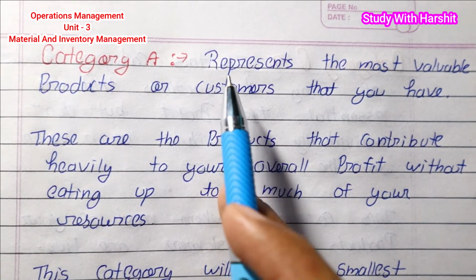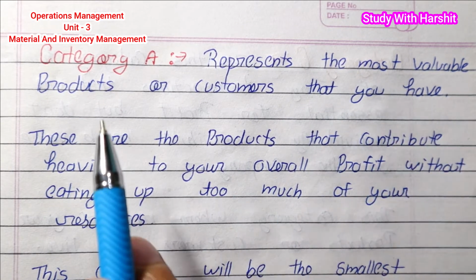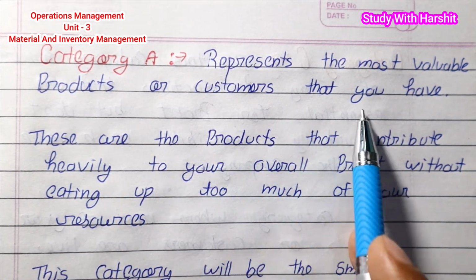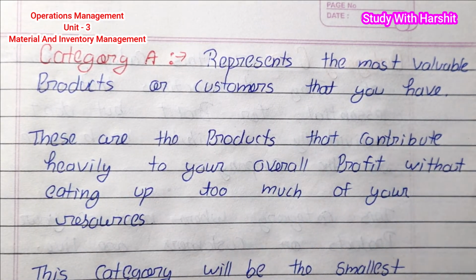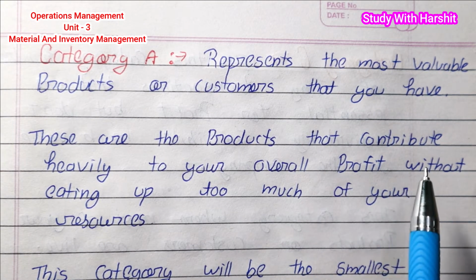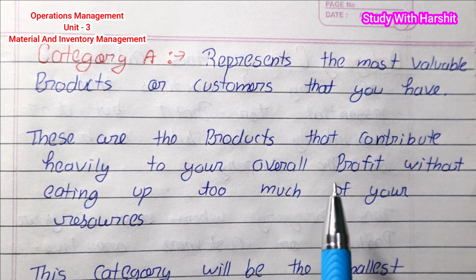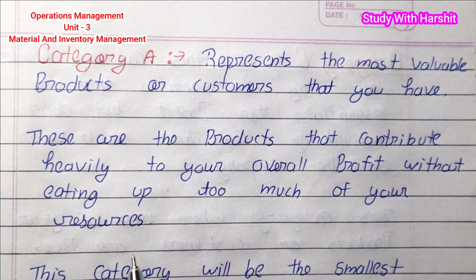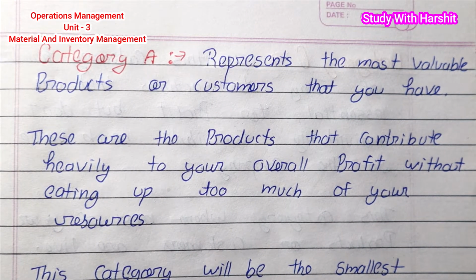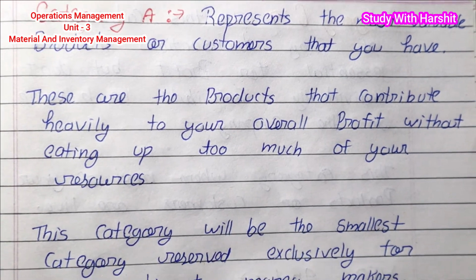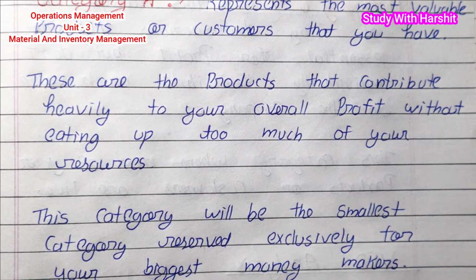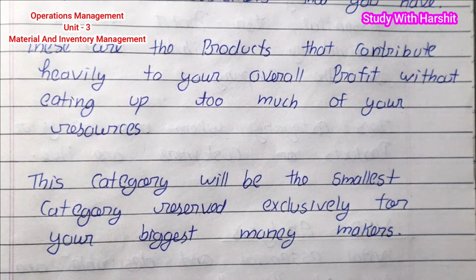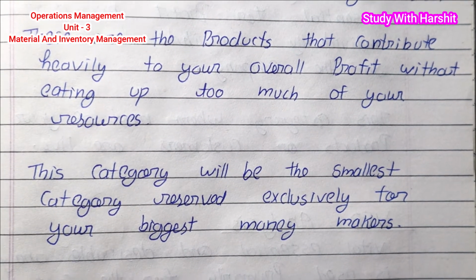Category A represents the most valuable product or customer that you have. These are the products that contribute heavily to your overall profit without eating up too much of your resources. This category will be the smallest category, reserved exclusively for your biggest money makers.